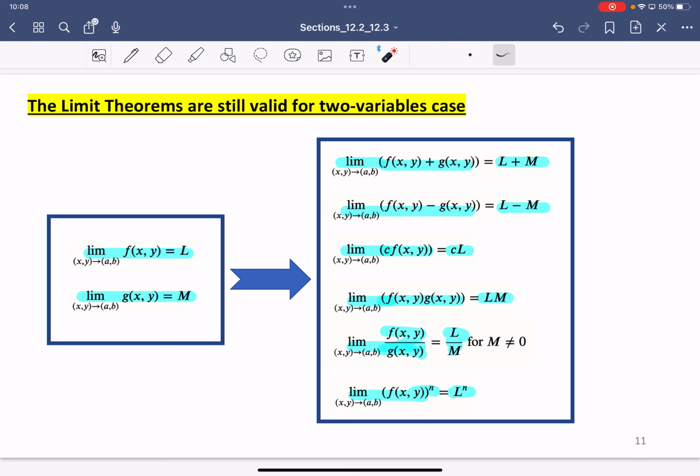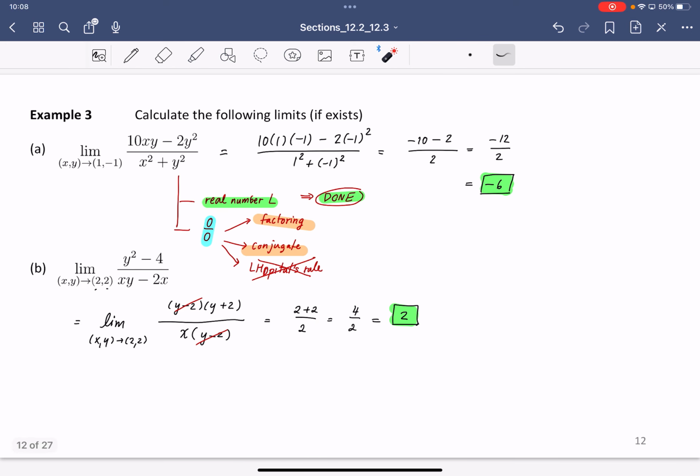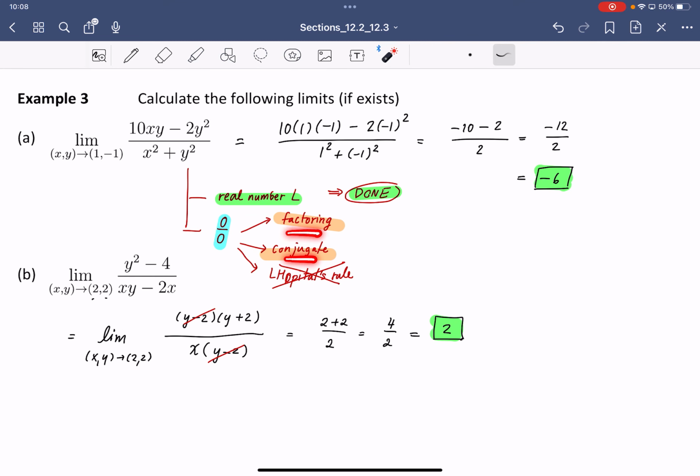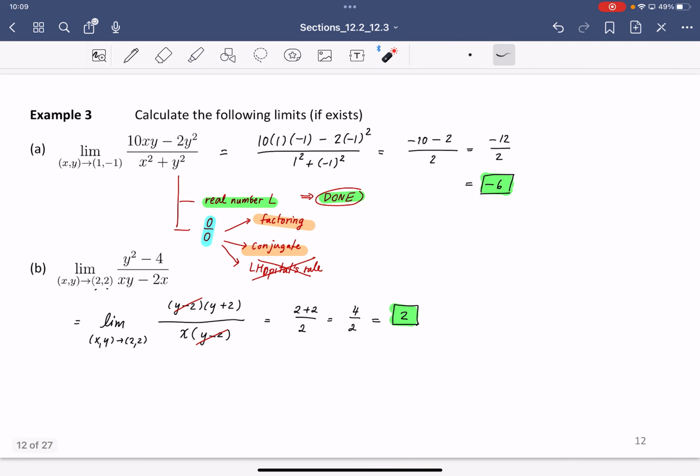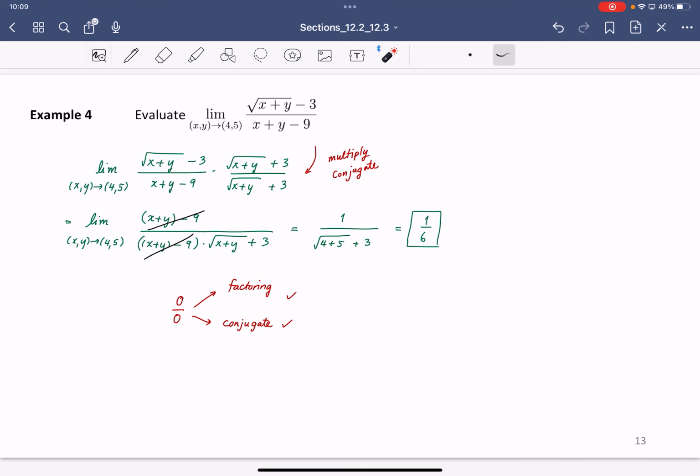On Monday, what we learned is if you see a limit where you plug in numbers and you get 0 over 0, you can solve for this limit by using factoring or conjugate. There is no L'Hopital's rule in two dimensions, but actually you can use L'Hopital's rule if you can reduce the form into one dimension. But in two dimensions you don't have L'Hopital's rule. And now we already learned how to do conjugate and factoring for the questions about limits.